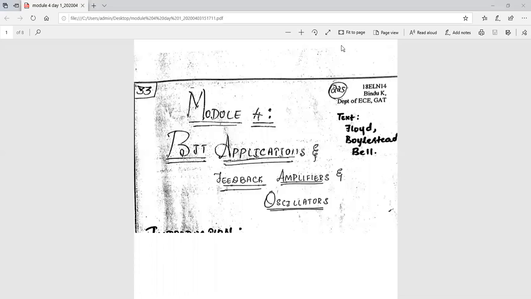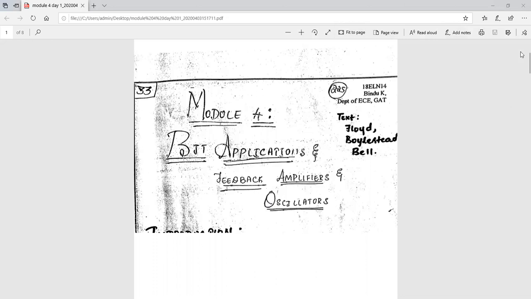Good morning, students. Welcome to Lecture 1 of Module 4, BJT Applications and Feedback Amplifiers and Oscillators. So, we will straight away jump into the topic, feedback amplifiers.